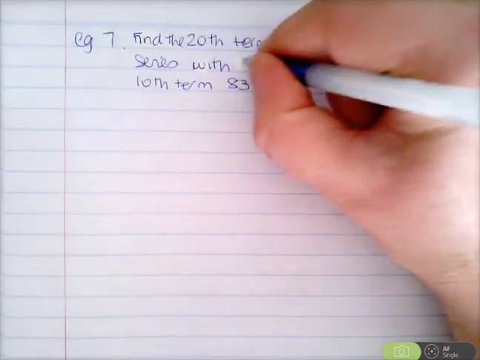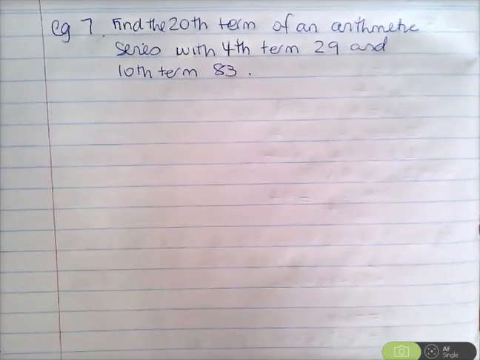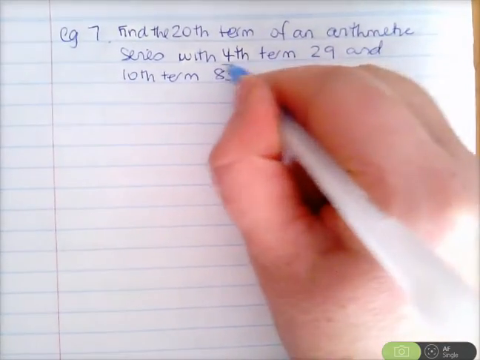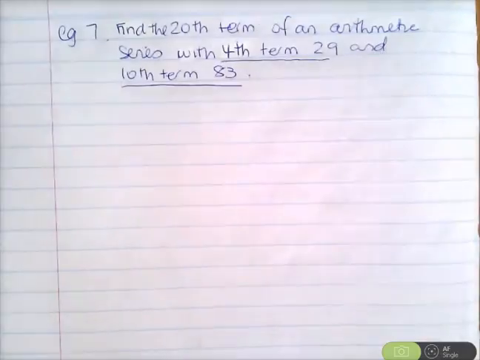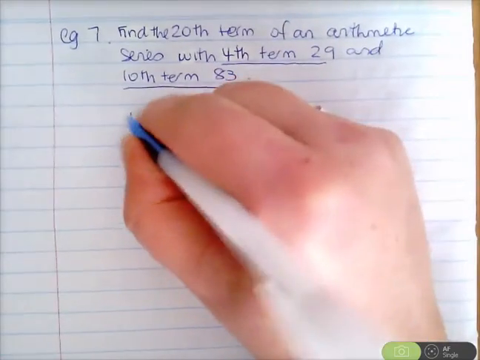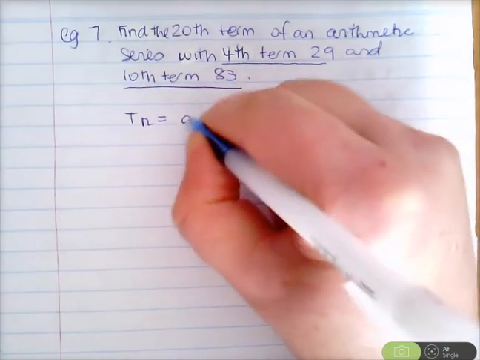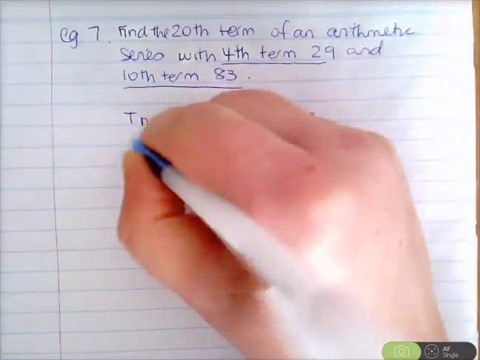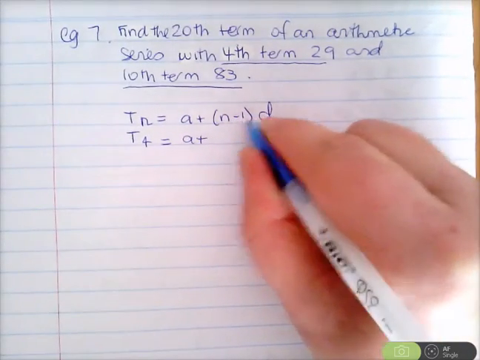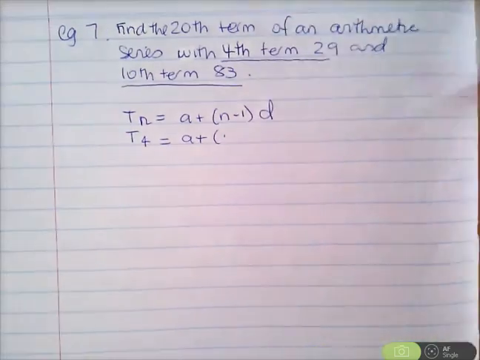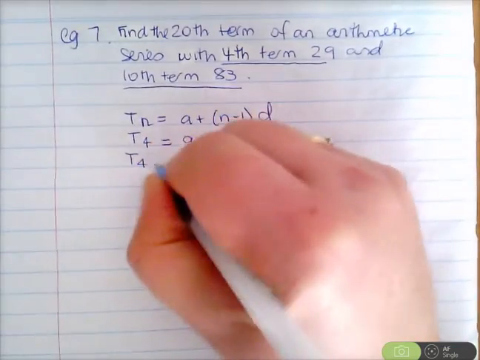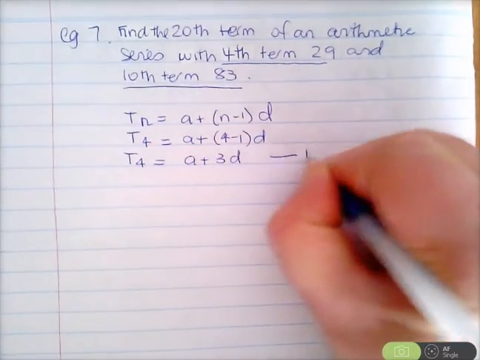The next question is to find the 20th term of an arithmetic series with 4th term 29 and 10th term 83. So you've been given 2 bits of information: the 4th term is 29 and the 10th term is 83. So we're going to set up a set of simultaneous equations. We know that Tn equals a plus (n minus 1)d. So T4, the 4th term, will be a plus (4 minus 1)d, which is 3d. So T4 is a plus 3d, equation 1.